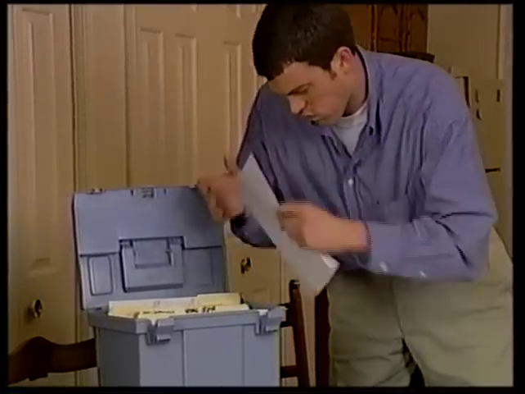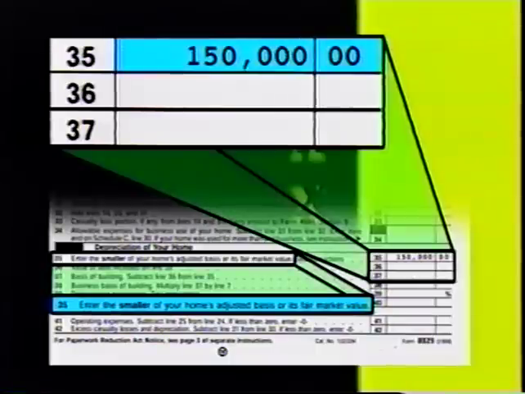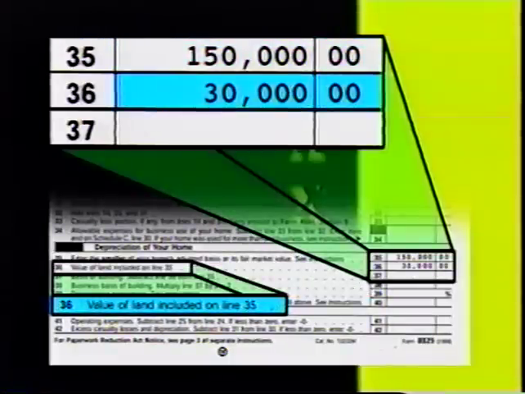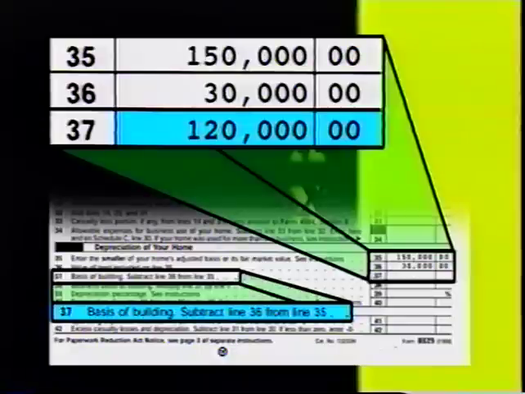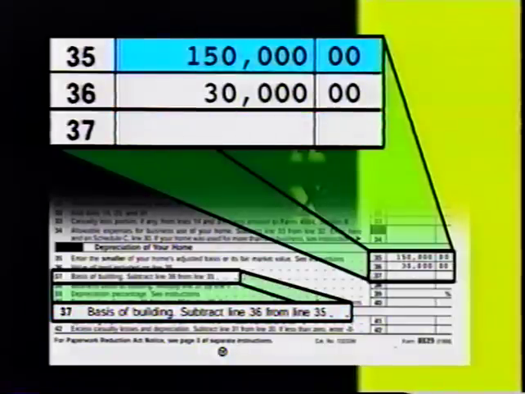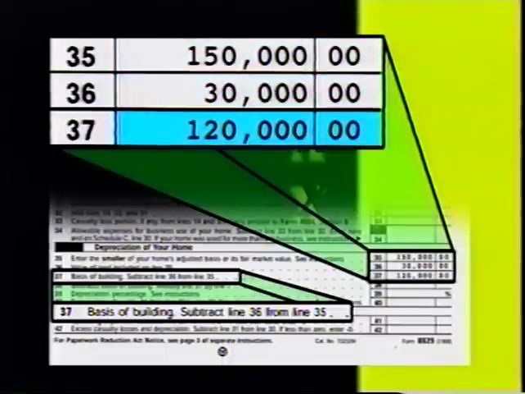We'll be using some figures from the Hendersons' files here, like figures that detail the value of their house and the value of the land the house is built on. The home's value, $150,000, goes on line 35. Line 36 is the value of their land, $30,000. Line 37 is the basis of the building. The basis is just the value of the home, $150,000, minus the value of the land, $30,000. The basis of the Hendersons' house is $120,000.